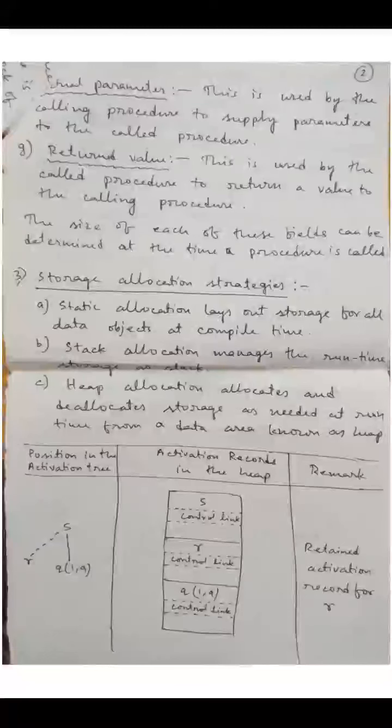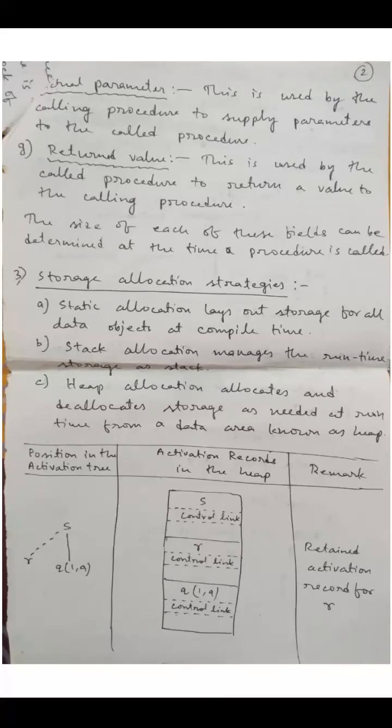So up to now we have discussed the activation tree, control stack, and activation record. Next we'll see storage allocation in heap, inside the heap. I've told you what a heap is. Heap normally stores the variables which are created at runtime.